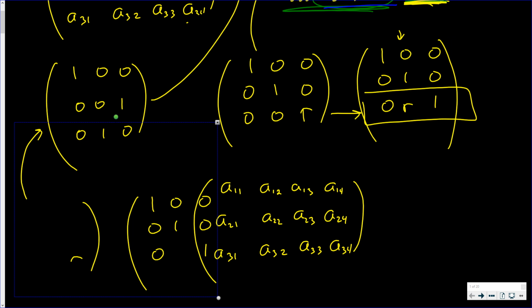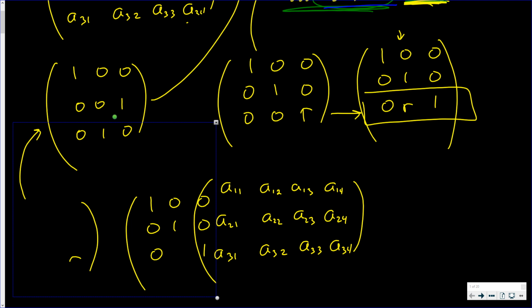If I multiply it by this matrix, well, row 1 and row 2 are going to be fine. They're just going to be the same. Now, when you multiply this by this matrix, or if you dot it with the first column, you're going to keep getting R times that, and you're still going to get the A31. So you're going to get R times A21 plus A31.